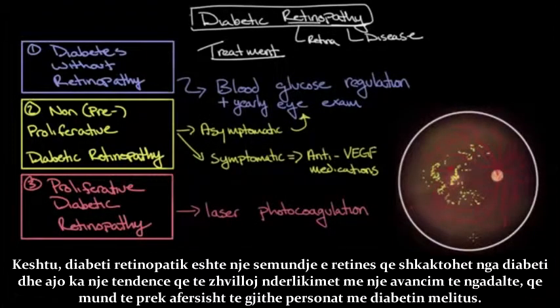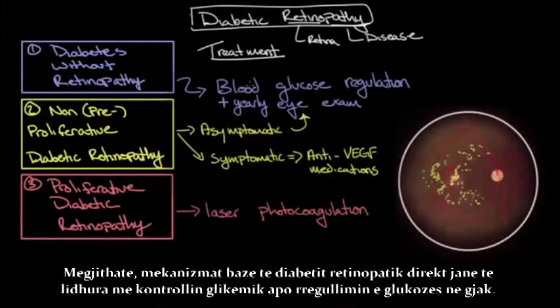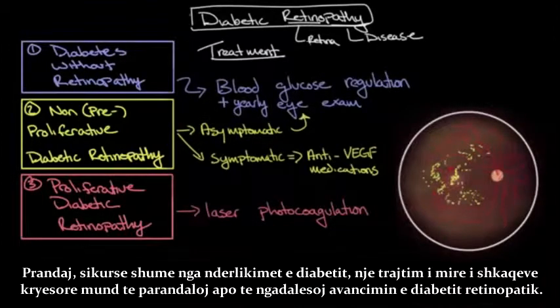So diabetic retinopathy is a disease of the retina that's caused by diabetes, and it tends to be a slow progressive complication of diabetes that eventually affects nearly all individuals with diabetes mellitus. However, the underlying mechanism of diabetic retinopathy is directly associated with glycemic control or blood glucose regulation. Therefore, like many of the complications of diabetes, proper treatment of the underlying condition can prevent or at least slow the progression of diabetic retinopathy.